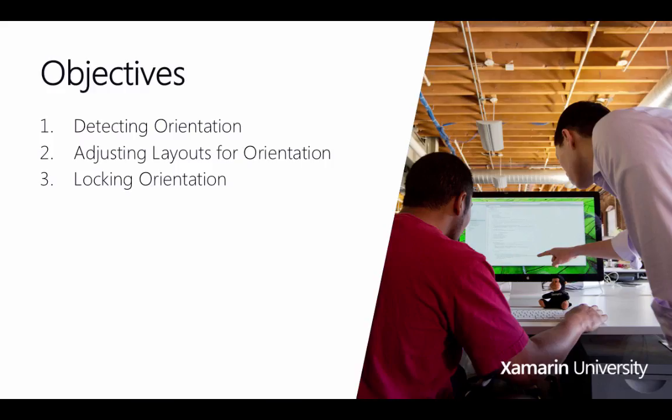So in this lightning lecture, I'm going to cover off three main things. First, in order to handle rotation, you'll need to be able to detect the current orientation and be notified when the user has rotated the device. Secondly, we'll look at a few common techniques for reconfiguring your UI based on orientation. And lastly, there are some applications where it really doesn't make sense to support multiple orientations, so we'll look at how we can lock your application to a particular orientation on each of the different platforms.